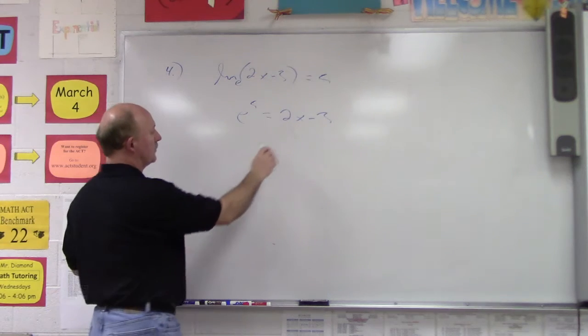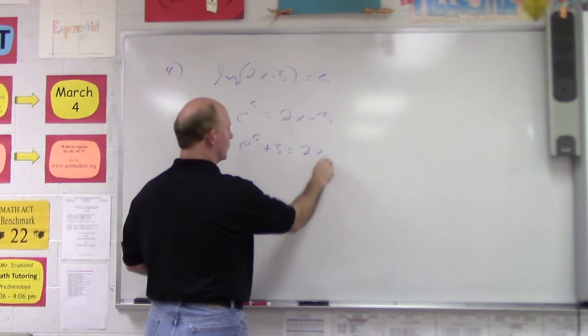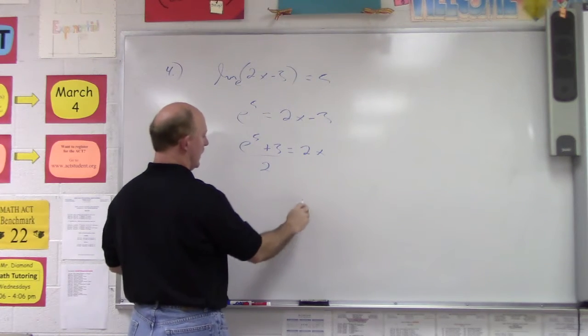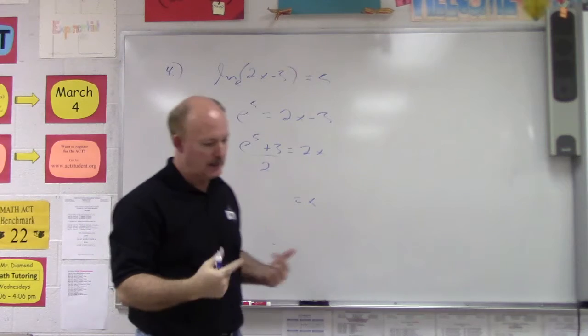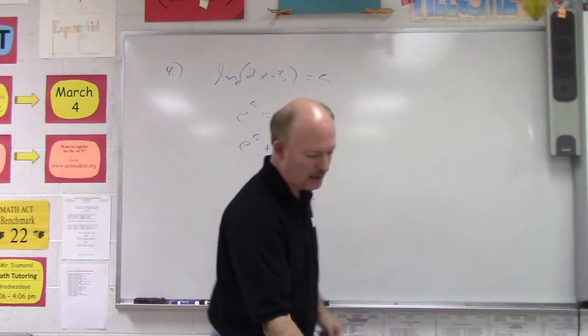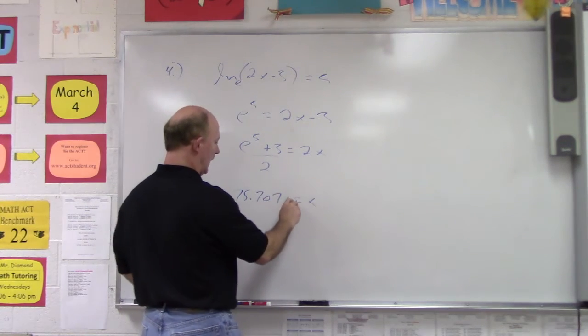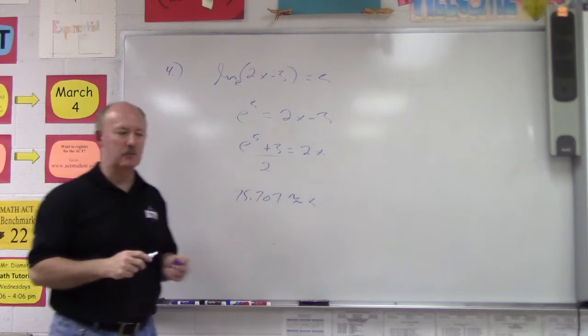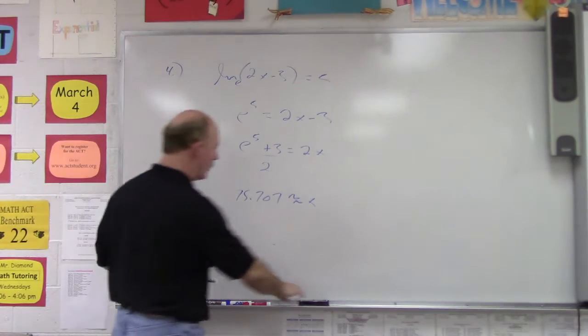Now to solve this for x, add 3 to both sides, so e to the 5th power plus 3 equals 2x. Divide by 2, and we end up with e to the 5th plus 3, divided by 2. If you have a calculator that has e on it, you can punch that calculation up. I got 75.707, and once again, that's an approximation, not really equal. That's a log equation.